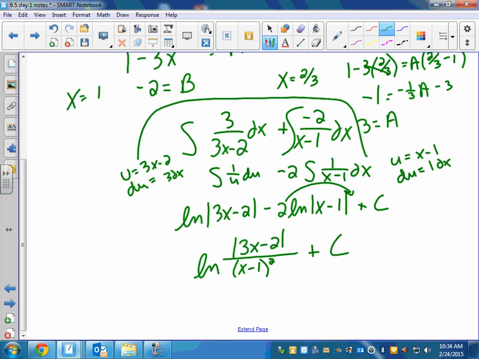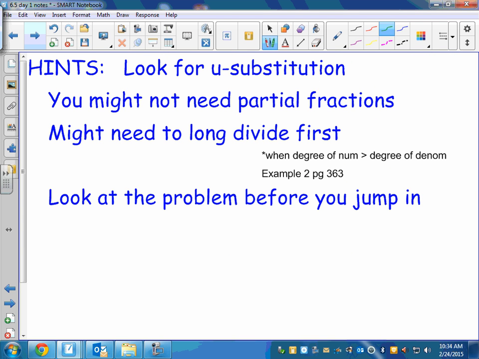And then they throw tricks at you, like you might need to long divide first, because partial fraction decomposition only works if the degree of the numerator is less than the degree of the denominator. So if the degree of the numerator is bigger than the degree of the denominator, you can't break it up yet because you end up with something on the top that doesn't work.